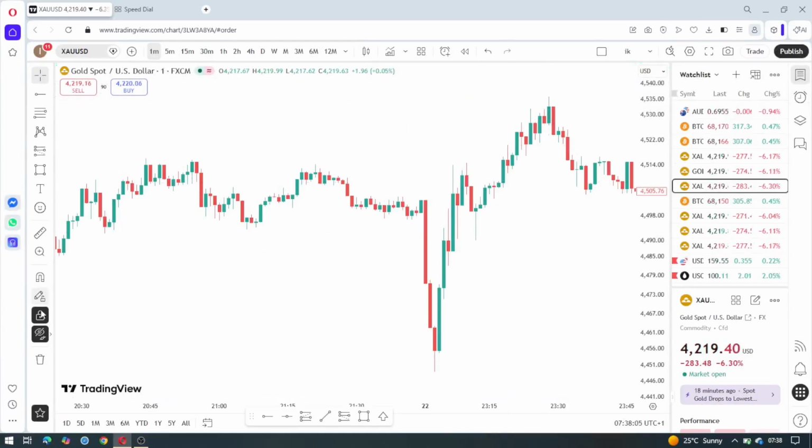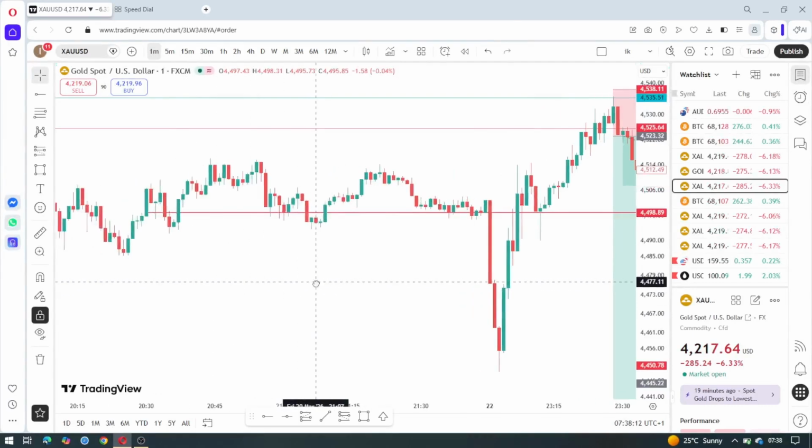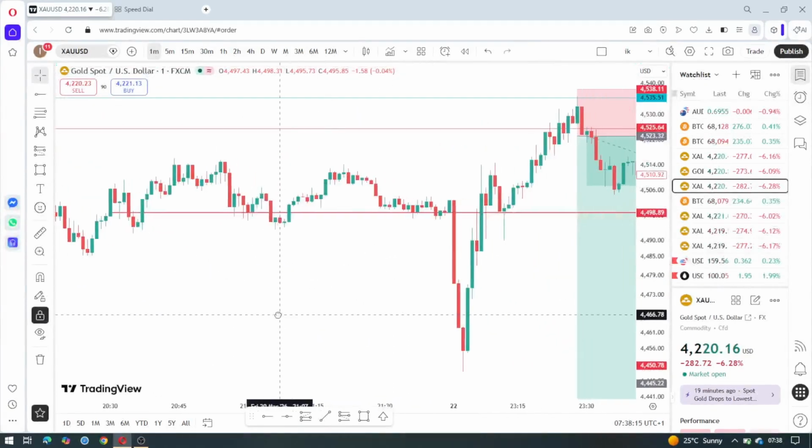This here. After it rejected around that zone, remember, you don't take a zone, you treat a place as a zone, not a line. The line is just to help you understand that this is where the zone is. So you don't treat that as a single line.